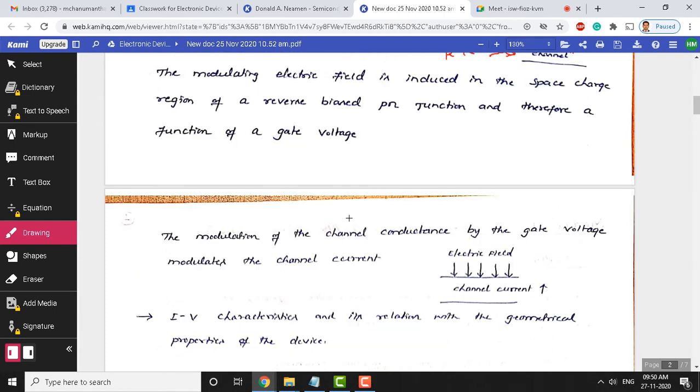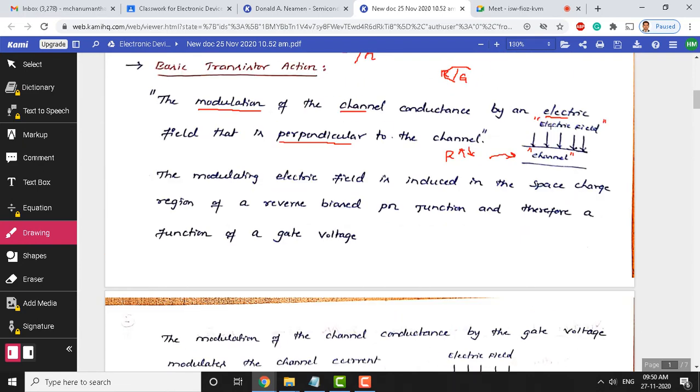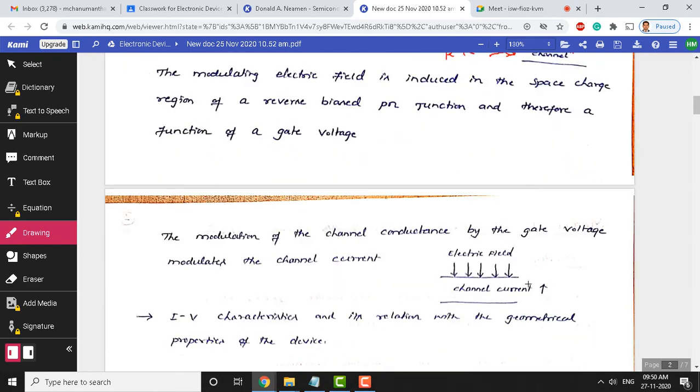So far, we talked about the channel conductance. Whenever we apply an electric field, the channel conductance is going to vary. At the same time, you should also look at what will happen to the channel current when the channel conductance is varied. Definitely the channel current can be varied. I can't say it is only increased here.